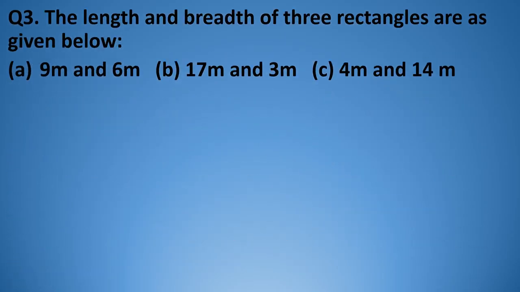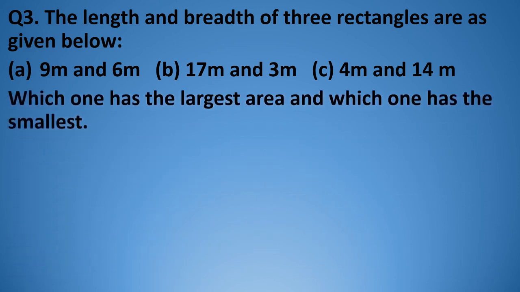The length and breadth of 3 rectangles are as given below. A 9 meter and 6 meter, B 17 meter and 3 meter, C 4 meter and 14 meter. Which one has the largest area and which one has the smallest? Again, area is asked. So first of all, we will find out the area of all the 3 rectangles, and then we will tell that which rectangle has largest area and which rectangle has smallest area.